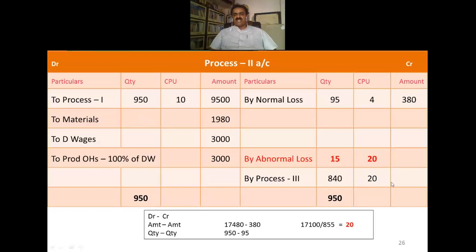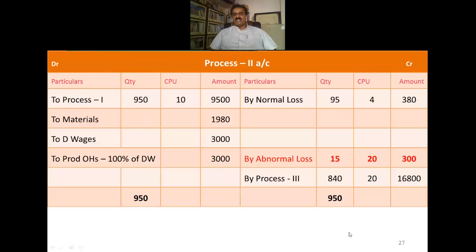20 into 15, 20 into 840, you will get 16,800. Now verification: your debit side amount is equivalent to credit side amount. Debit side amount is 17,480, credit side also 17,480. Therefore your answer is correct. That's with respect to the second process.